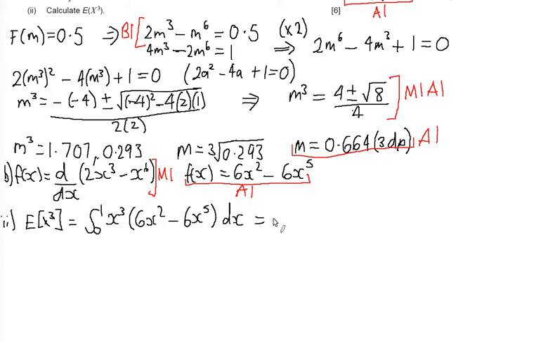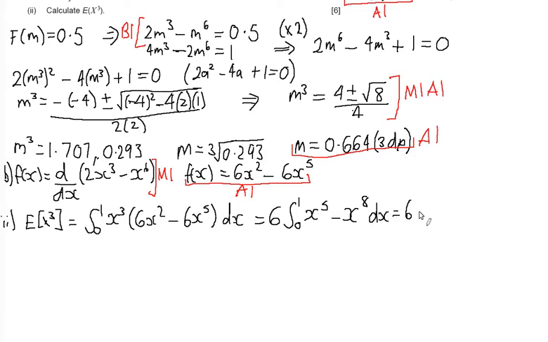Now, before we can integrate, we need to expand this bracket, but also notice that I've got this common factor here of 6. So to make life easier, I'm just going to take that 6 straight outside. I'll deal with that 6 last. So we get 6 times the integral of x to the power of 5 minus x to the power of 8 dx.